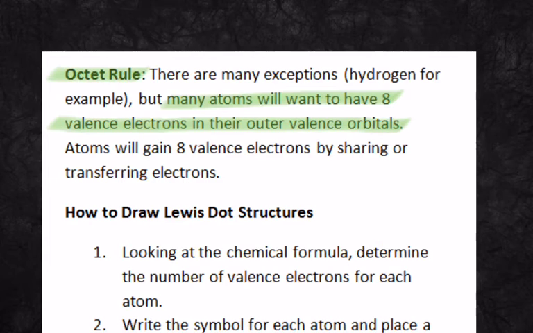But the octet rule is that atoms will want to have 8 valence electrons in their outer valence orbitals. And how do atoms do that? Well, atoms are going to gain 8 valence electrons by sharing or transferring electrons. And when they share electrons, it's all about those covalent bonds. All right, so that's the information about the octet rule.